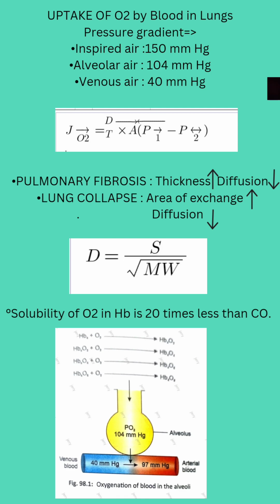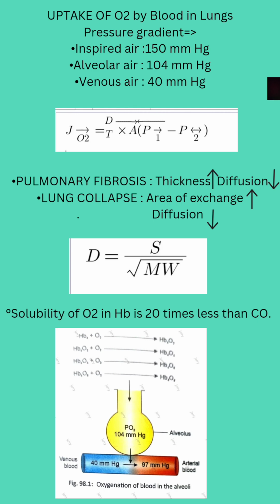Now this diffusion is also related with solubility. The solubility of oxygen is 20 times less than carbon dioxide. So it is much less. Carbon dioxide, therefore, diffuses more easily than oxygen.